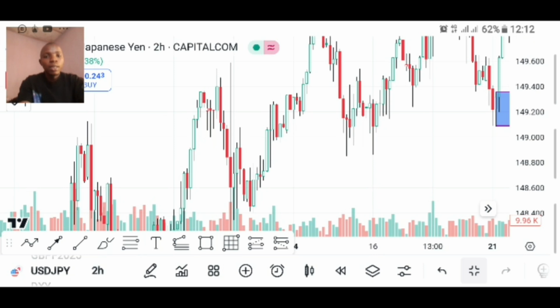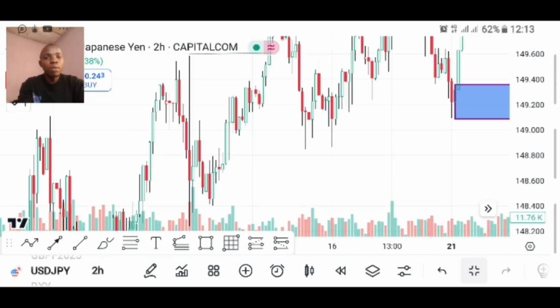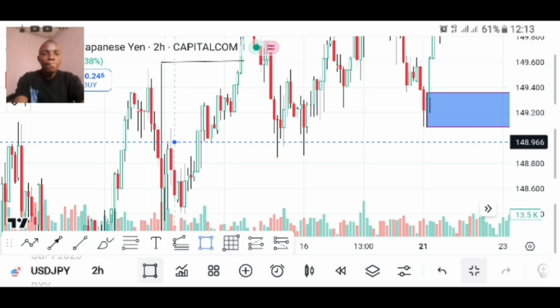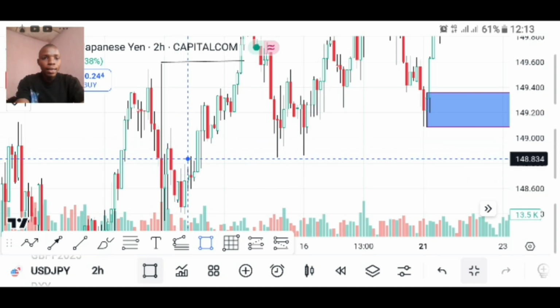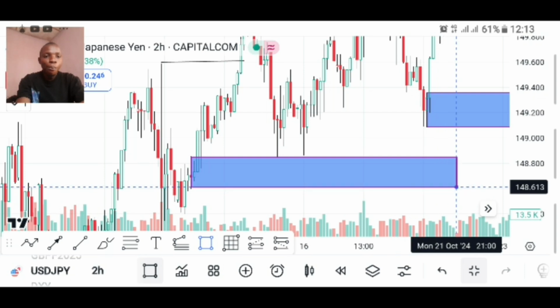Good. This is our break of structure. High. This is our break of structure. And the rule of the demand zone is what? The last sell candle before the movement that broke the structure, right? I like that. So I draw my demand zone this way. Very good.